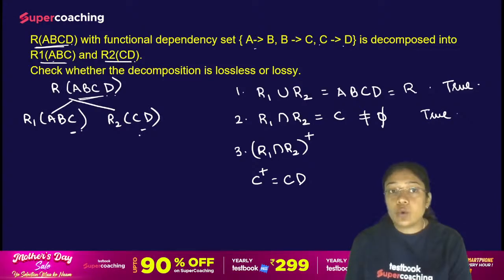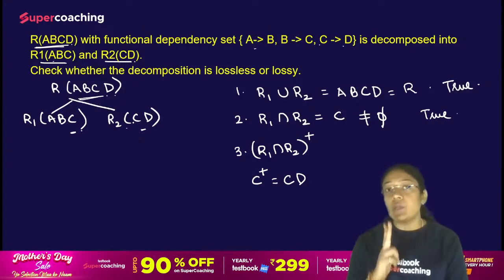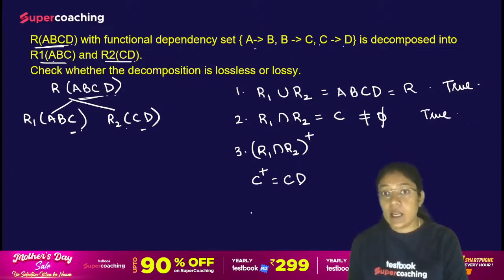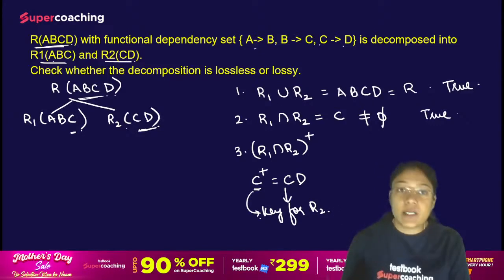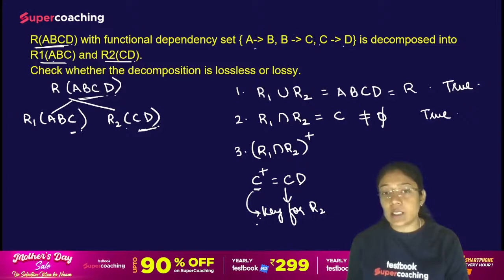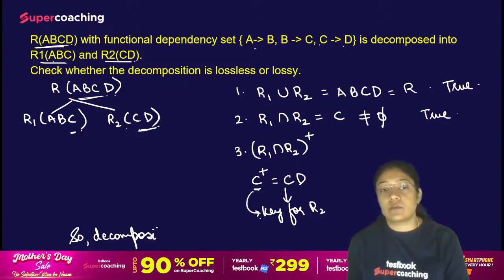R2 में हमारे पास सिर्फ और सिर्फ दो ही attributes आ रहे हैं, that is C and D. So we can say that C is behaving as a key for R2. Since it is covering all the attributes of the relation R2, we can say that the common attribute is a key of R2. If the common attribute is a key attribute, we can say that the decomposition is lossless.